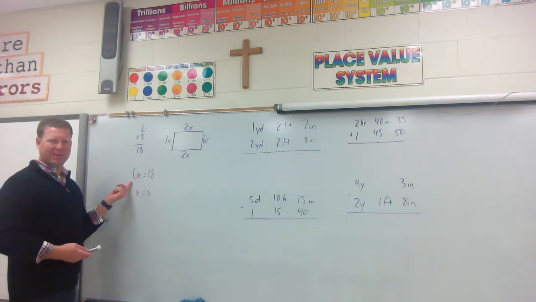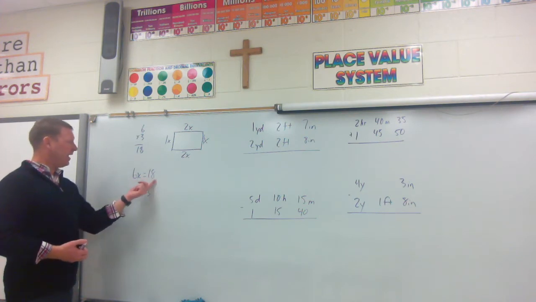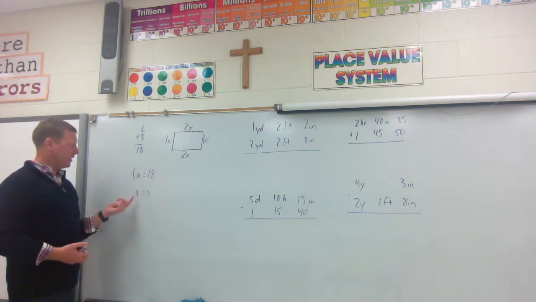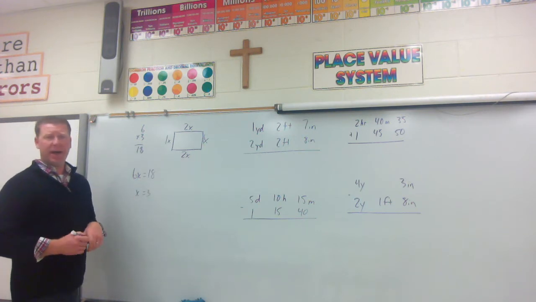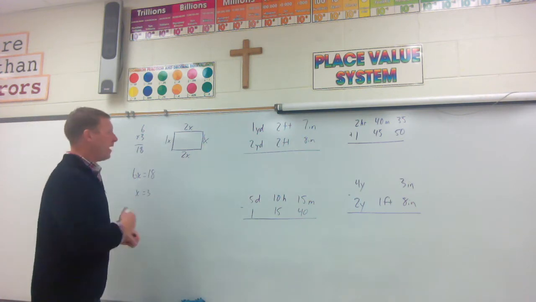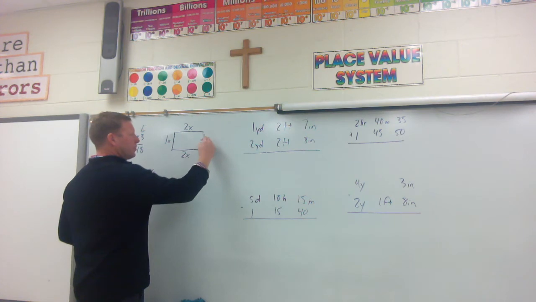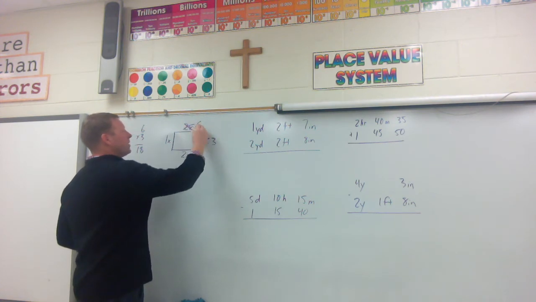Well, guys, you've been doing this since like lesson 2. Missing something in multiplication, I divide. 18 divided by 6 is 3. So that tells me my x is 3. Now I go back and I just do the math, guys. So 1 times 3, this is 3. 2 times 3, this is 6.